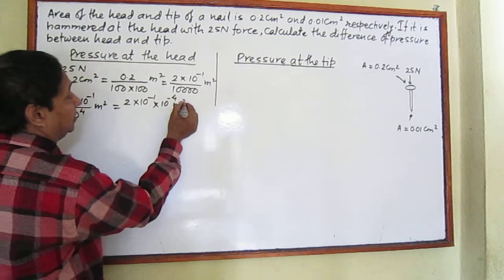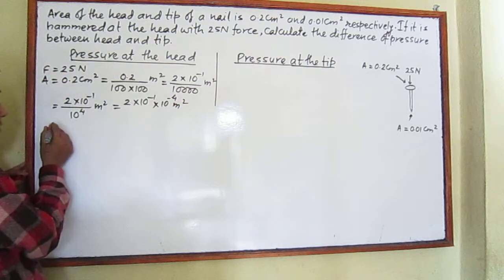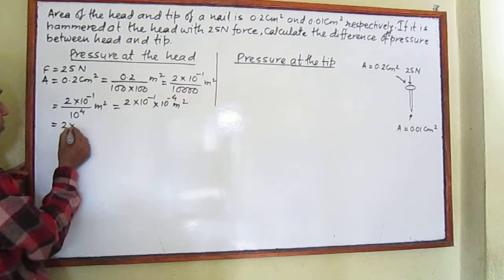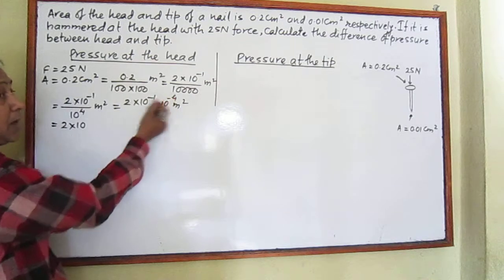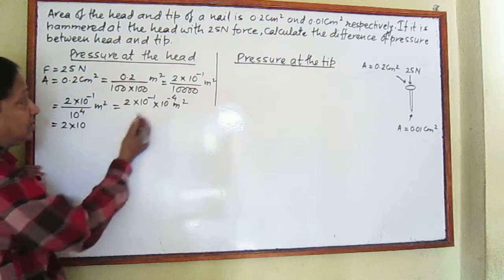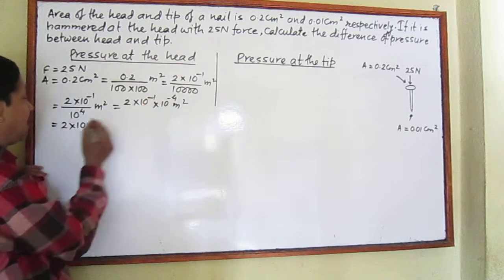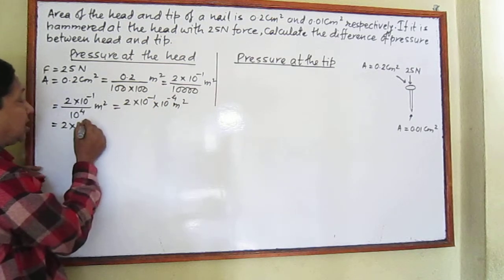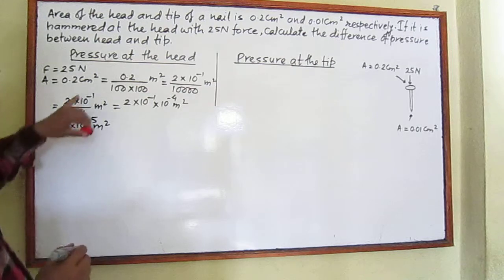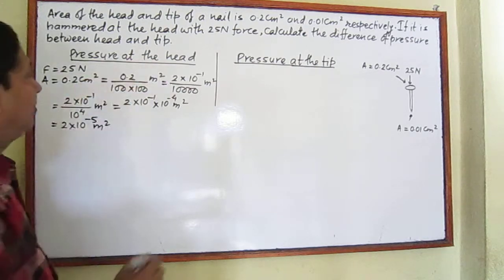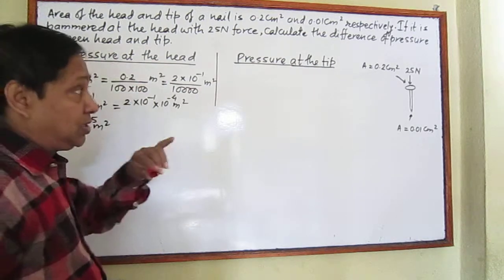Now meter square. And this value is equal to 2 into 10 to the power minus 4. Same base, that's why power can be added or subtracted. That's why minus 1 minus 4 becomes 10 to the power minus 5. This is area of the head, now converted into meter square.